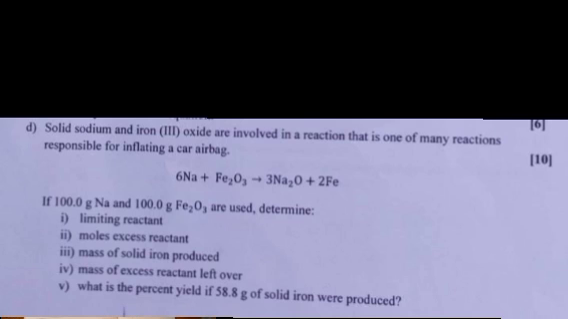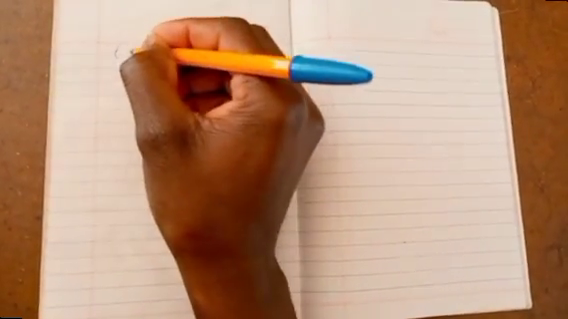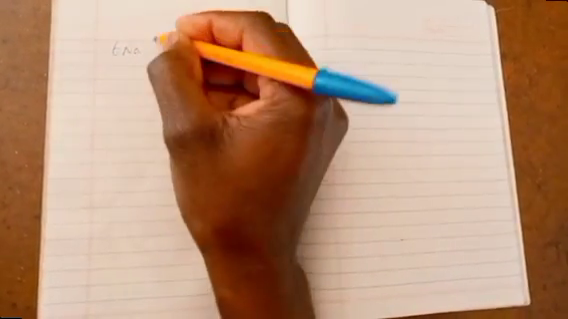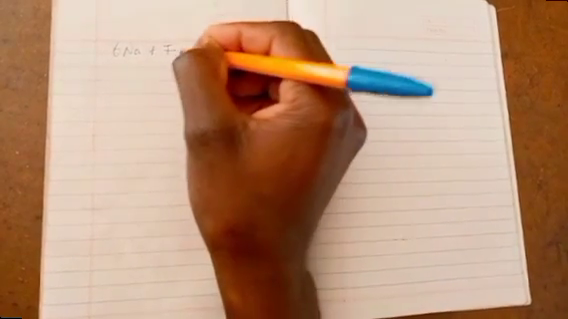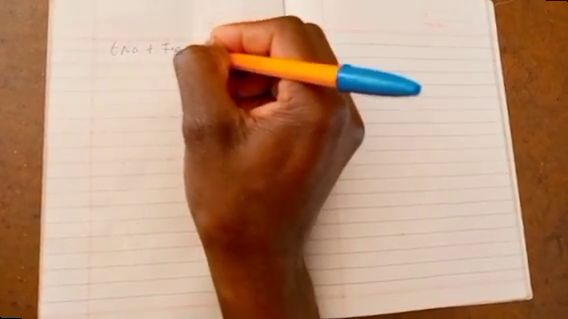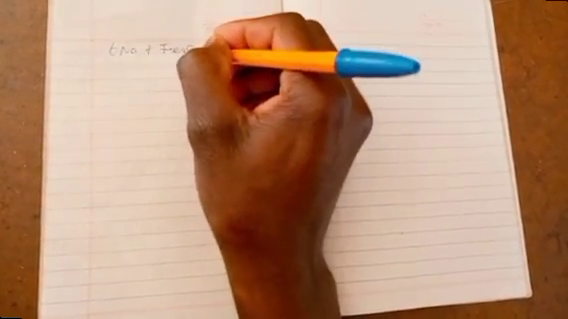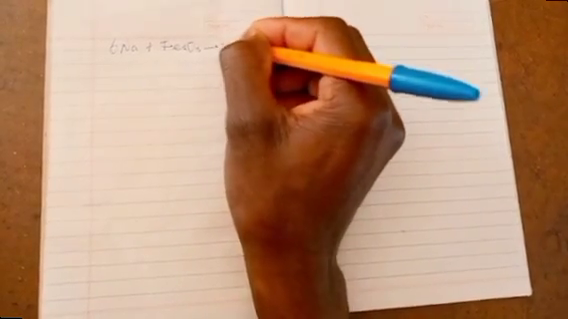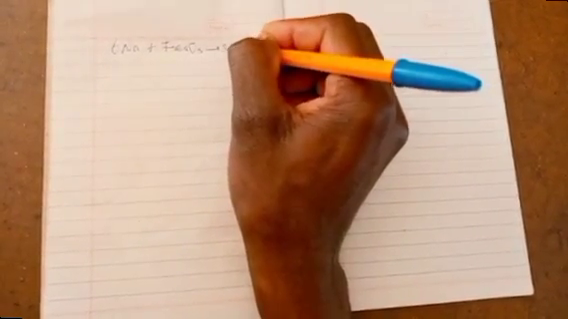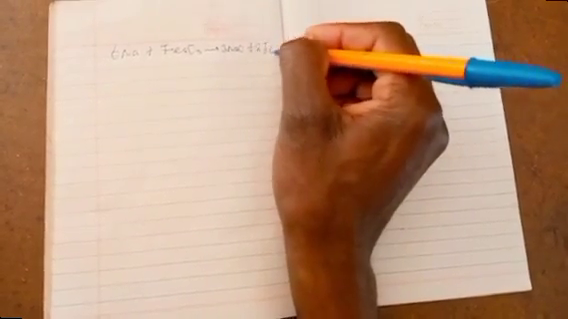So the question says solid sodium and iron 3 oxide are involved in a reaction that is one of many reactions responsible for inflation of the car airbag. So we have the equation, which is 6 sodium plus Fe2O3, giving us 3 sodium oxide, plus 2 iron.